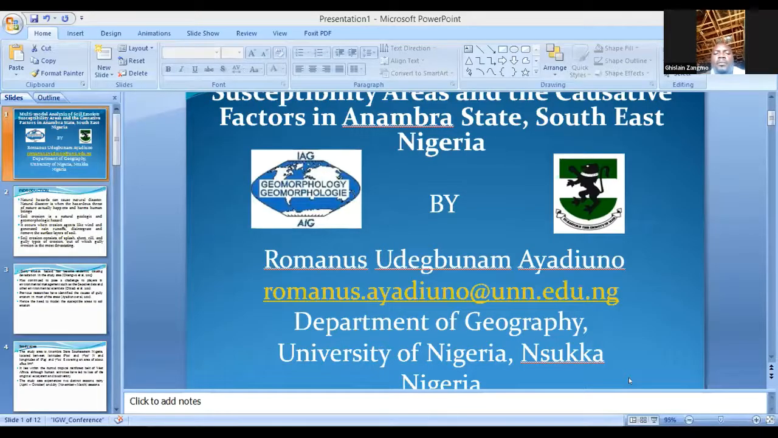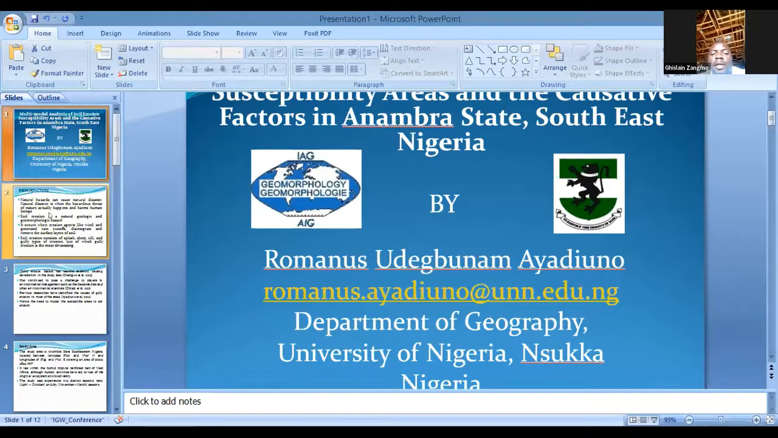Okay. The title of our work is Multimodal Analysis of Soil Erosion Susceptibility Areas and the Causative Factors in Anambra State, Southeast Nigeria.